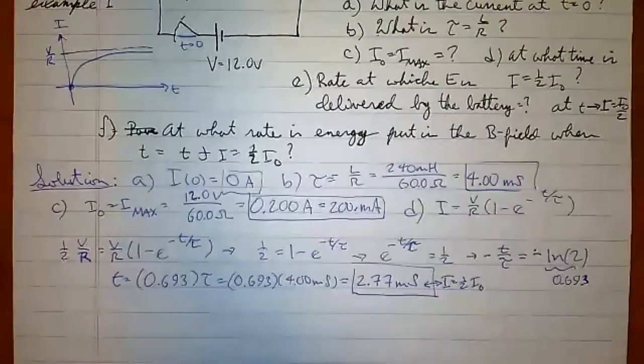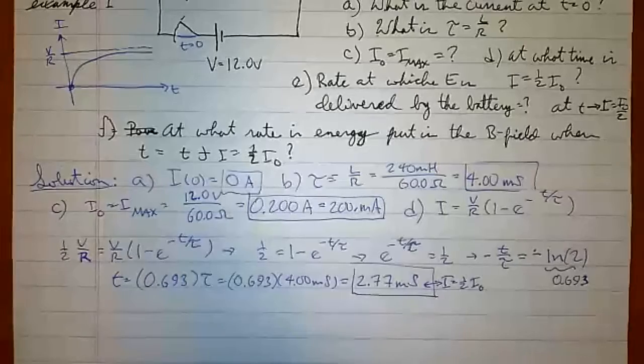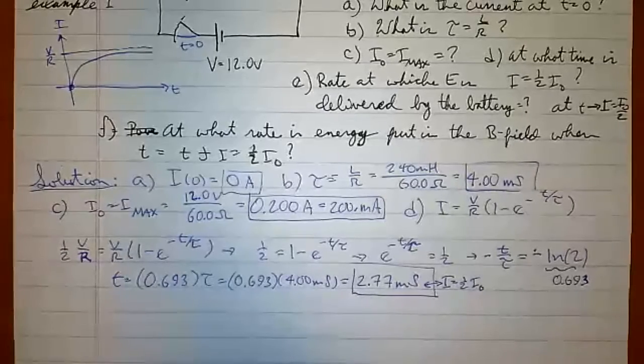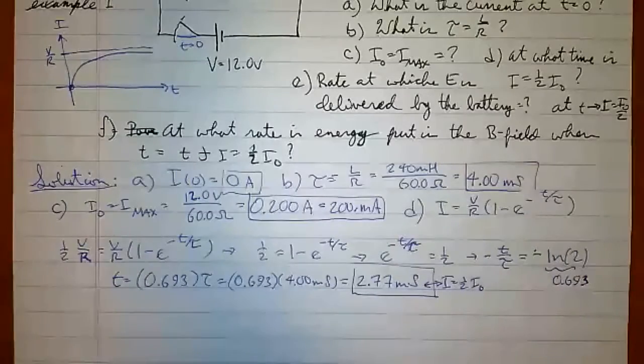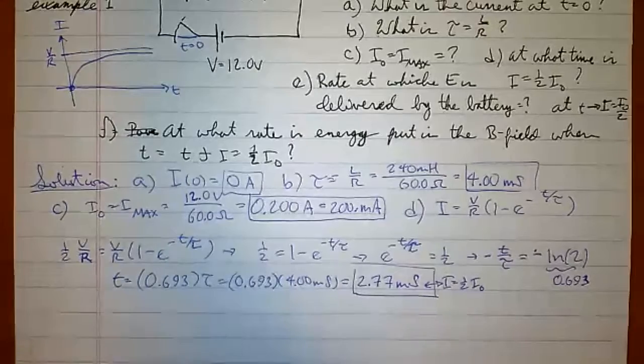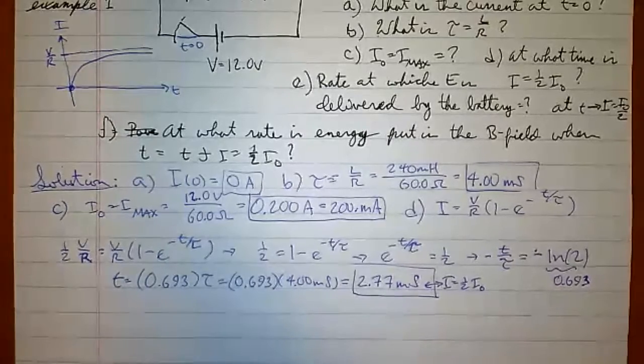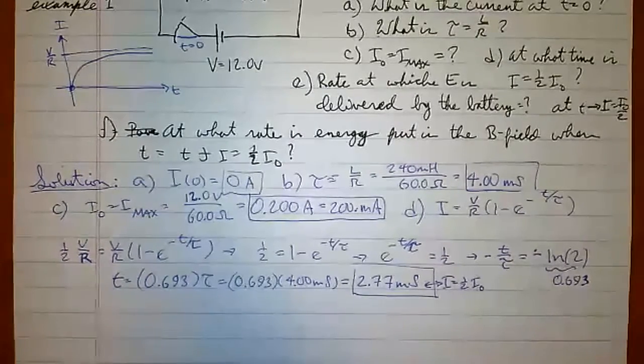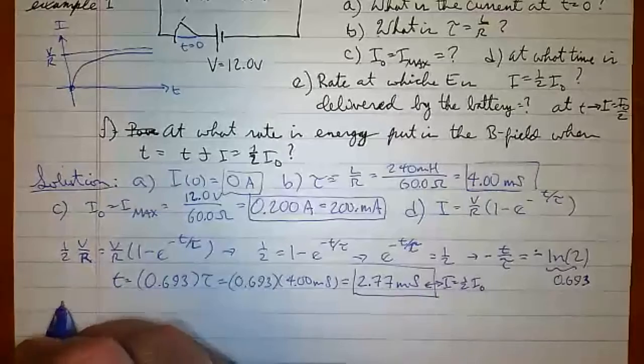There's a lot of different problems like this. I can just give you number after number after number with the voltages different and the currents different, and the resistances and inductances different, and you just repeatedly solve these types of problems all day long. Now part E. Part E wants to know the rate at which energy is delivered by the battery. Well, when they say rate of energy delivered, they're talking about a power.